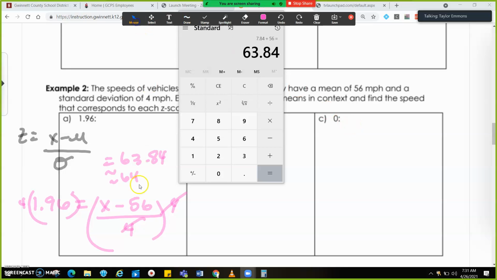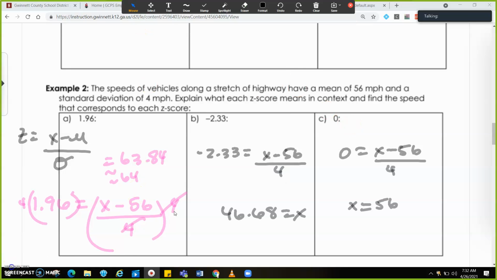So go ahead and try B and C really quick. The first thing that you're going to do is multiply by 4 on this one and then add 56 to it. Make sure that you include that negative because it does change your answer otherwise. So you're going to get 46.68. Over here, if you multiply by 4 and then add 56 to it, you're going to get 56. We also know that 0 standard deviations away from the mean is going to be the mean, which is 56.